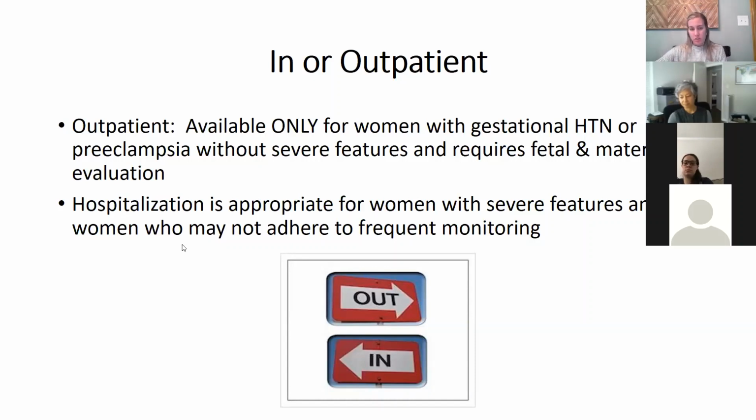If you have a patient who has severe features, like a headache or blurred vision, they will require hospitalization for further assessment and monitoring. Or if we have a patient who's maybe not following up with their appointments, and we feel like they're not going to come in for monitoring, they might need hospitalization as well. So make sure we have a patient who's willing to comply with our recommendations prior to deciding that we can do outpatient management.